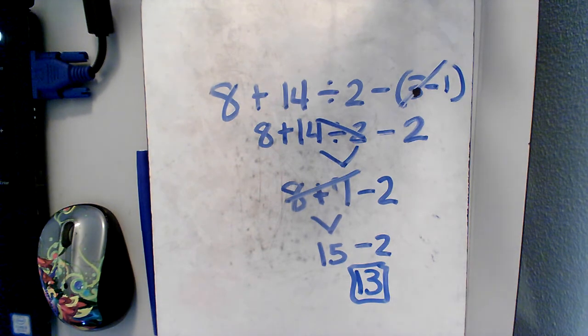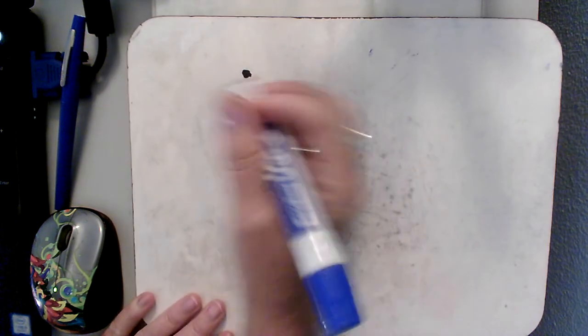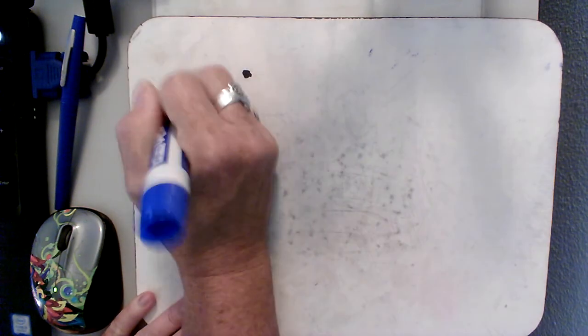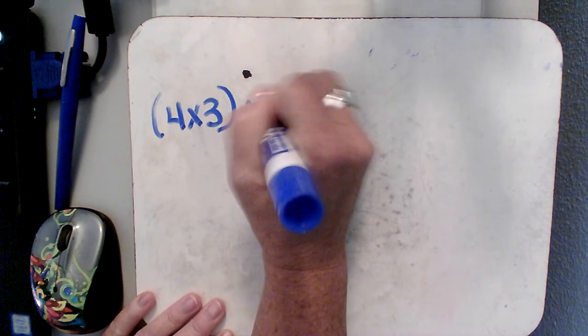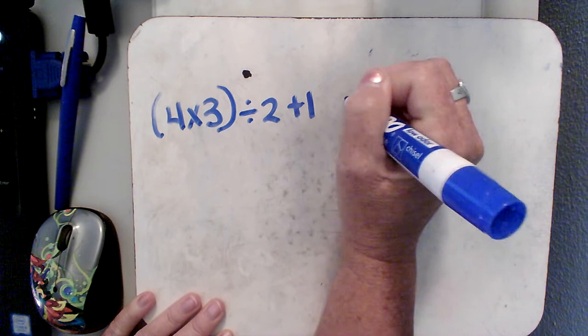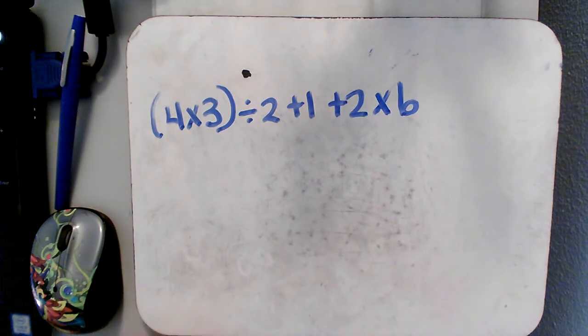All right, let's look at the next guided problem. A little bit more complicated. You can number this number 2 in your guided practice. This one's a little bit longer, so I'm turning my board. So we got 4 times 3 divided by 2 plus 1 plus 2 times 6. Thumbs up when you have it written.